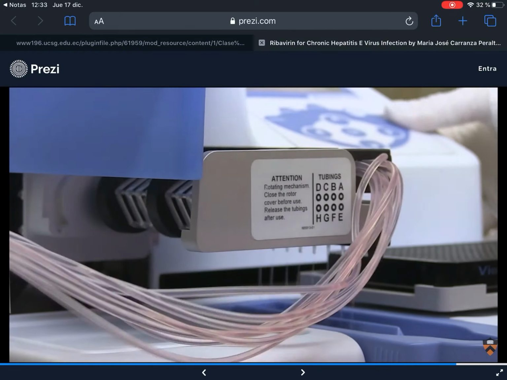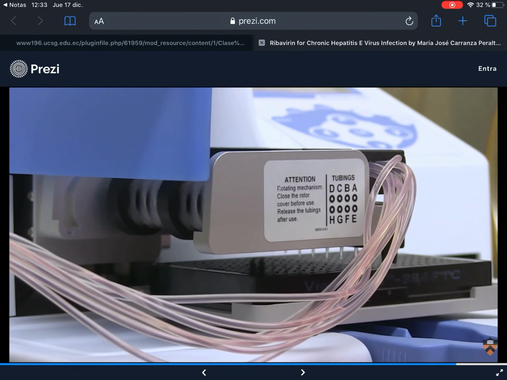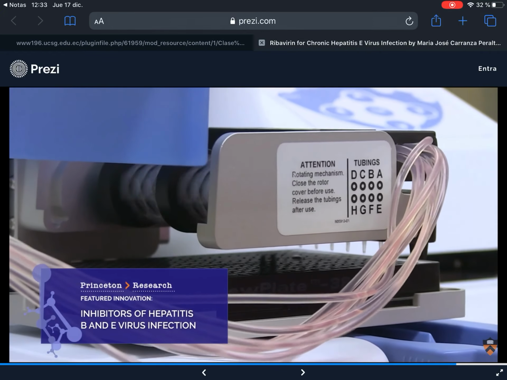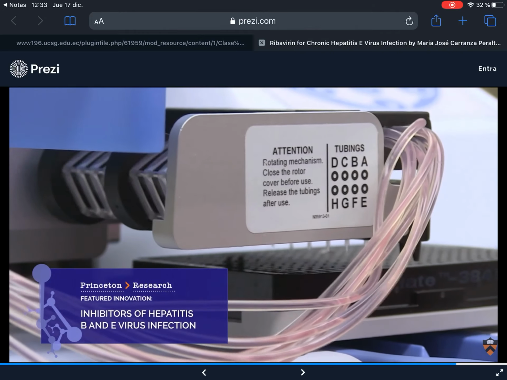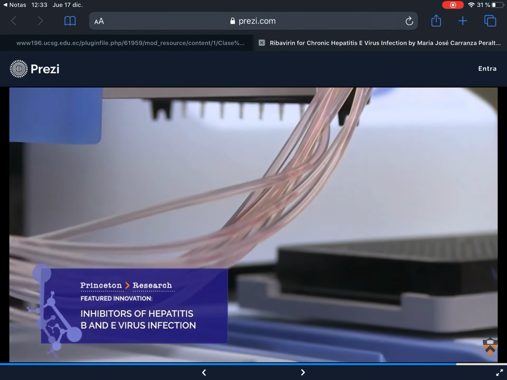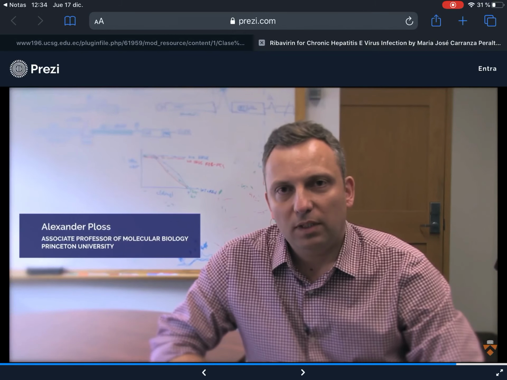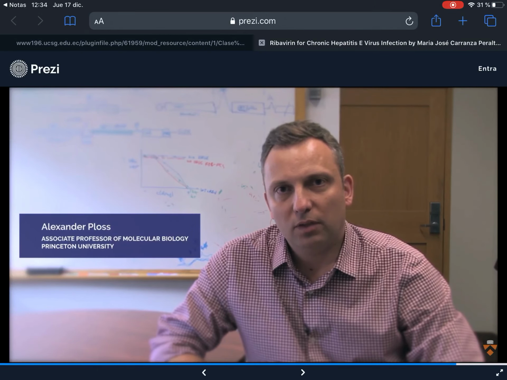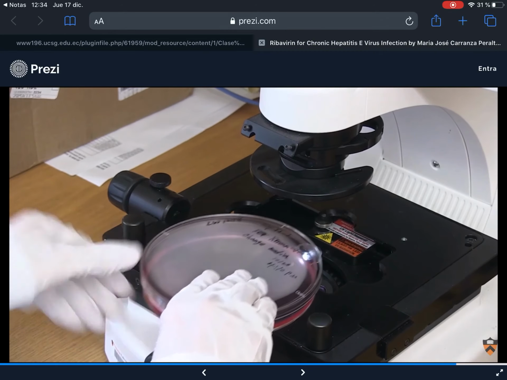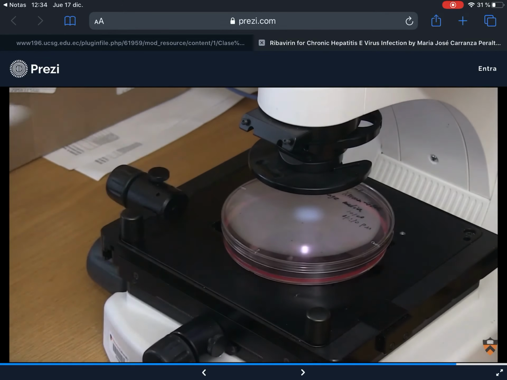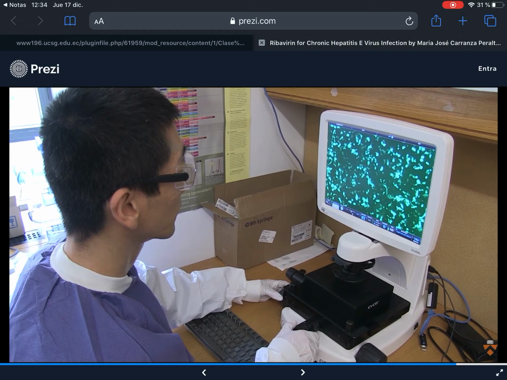Our lab studies hepatitis B and E viruses, which cause about 300 million infections worldwide and kill almost 1 million people annually. Neither one has a cure. We have developed new screening systems to identify new drugs to cure these viruses. Both hepatitis B and E viruses affect the liver, but they are very different viruses.